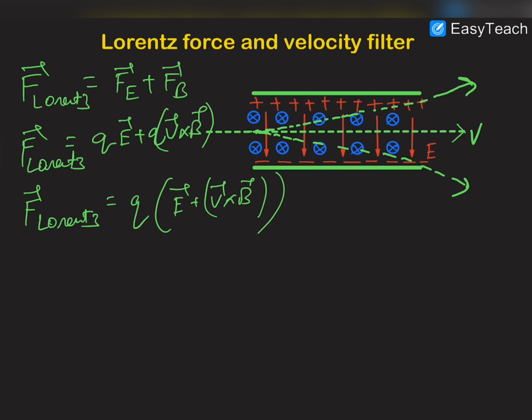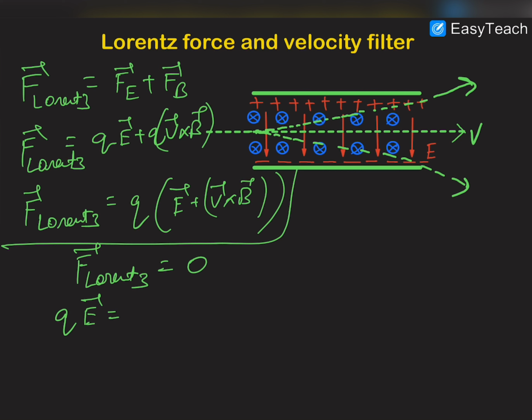So we can see that this is a cross field arrangement in which magnetic and electric fields are mutually perpendicular to each other, and in this case what we have done, we have used a certain combination of fields such that the net Lorentz force acting on those particles which we wish to filter out is 0. So this will be 0 obviously when QE will be equal to minus Q V cross B.